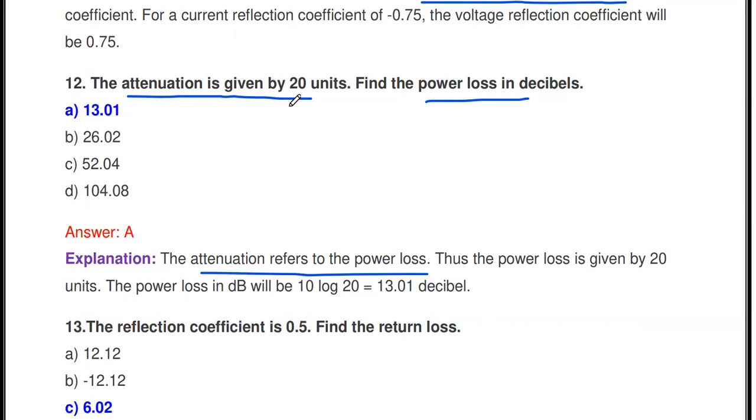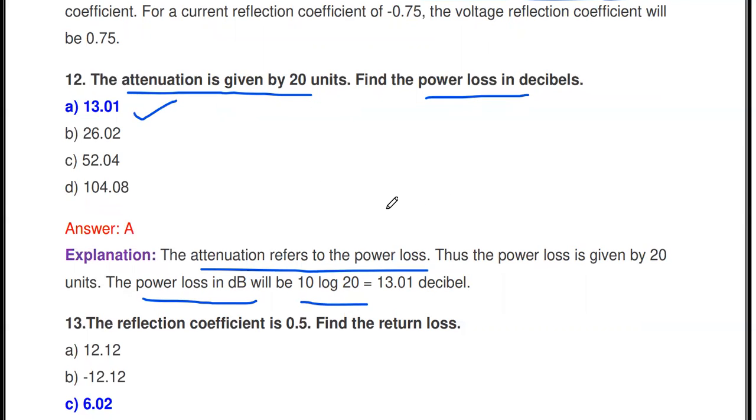So you just convert this attenuation number into dB. So what is the formula to convert the power loss into dB? It's 10 log of that particular number. Okay, power loss in decibel is equal to 10 log of this attenuation 20. So you just calculate: 13.01 decibel. So 13.01 decibel is the answer.